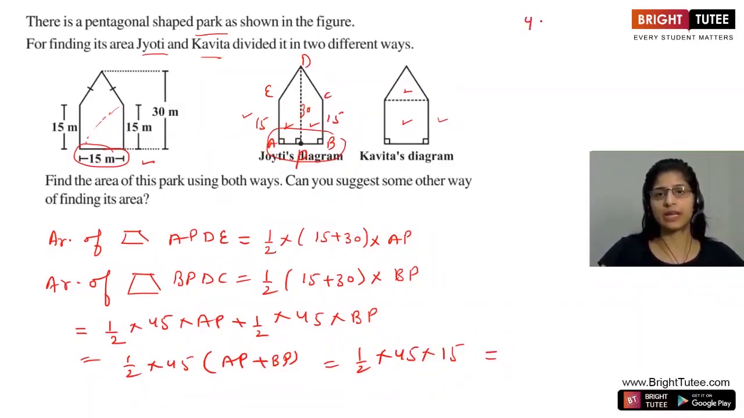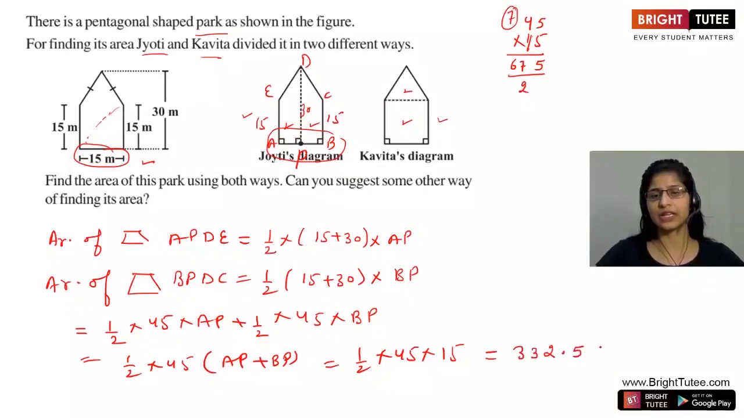So let us multiply 45 with 15. 15 5s are 75, 7 is the carry over, 15 4s are 60 and 7 is 67, so 675, divided by 2 we have. 2 3s are 6, 2 3s are 6, 2 2s are 4 and 2 5s are 10. So 332.5 square meter is the unit. Square meter is the unit for the area.